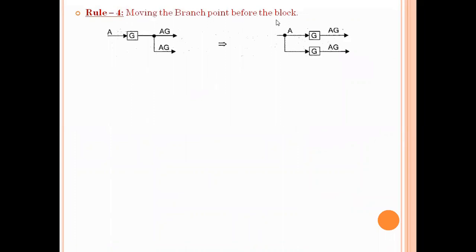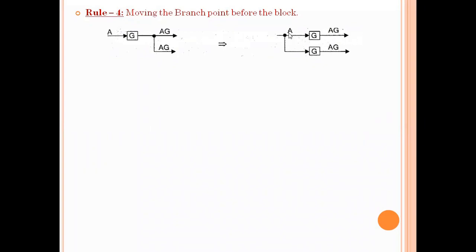Moving the branch point before the block. Now you can see the branch point is here. So the input is A, output 1 is AG, output 2 is also AG. Now I want to move this branch point from this point to here, which means we are moving that branch point before the block. So that means the output must remain the same. The output must remain the same even if we move it. So simply move this branch point to here.